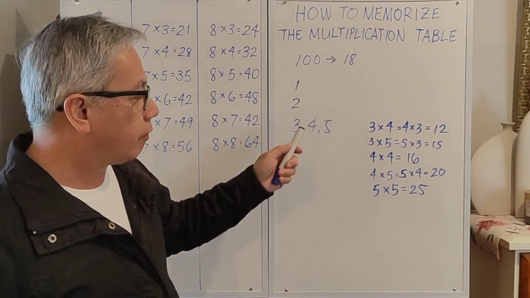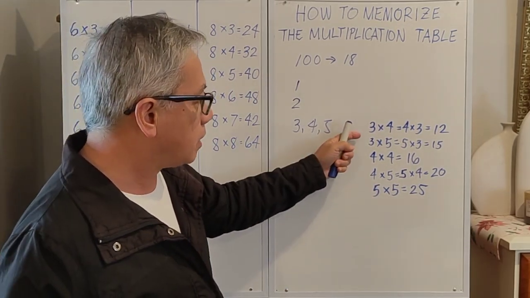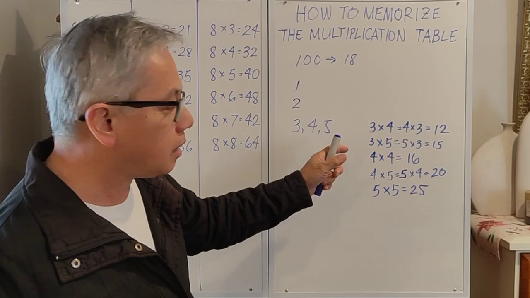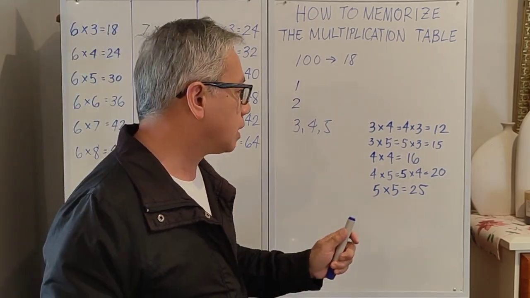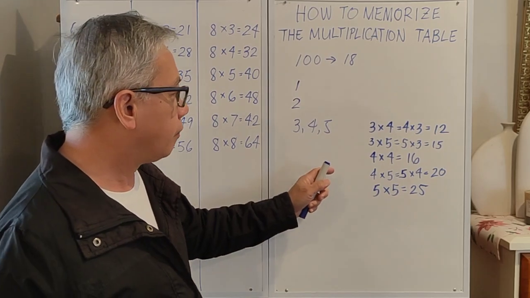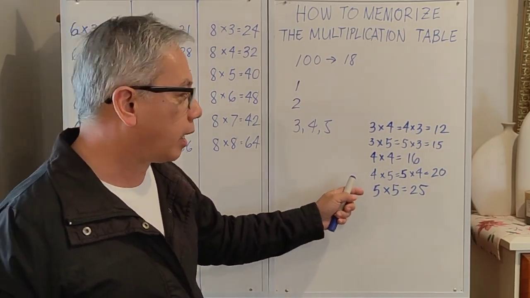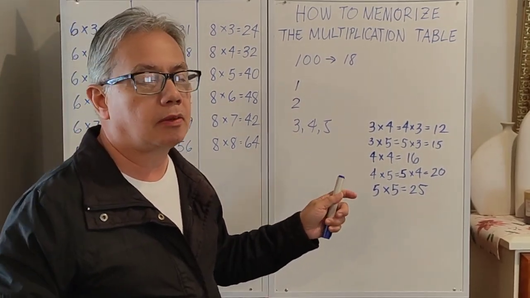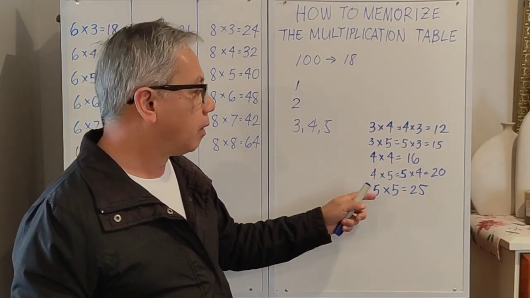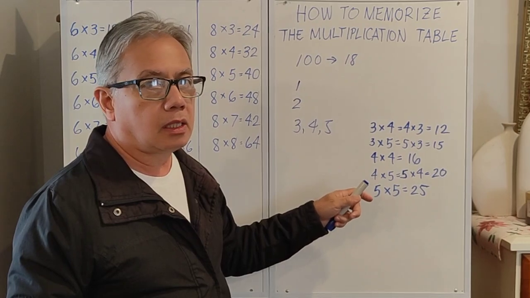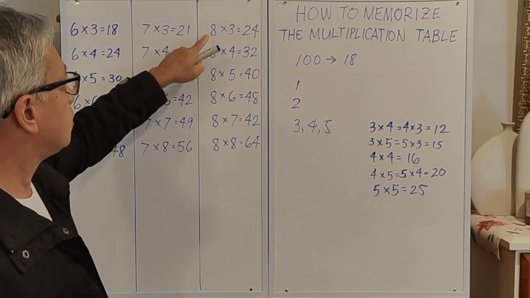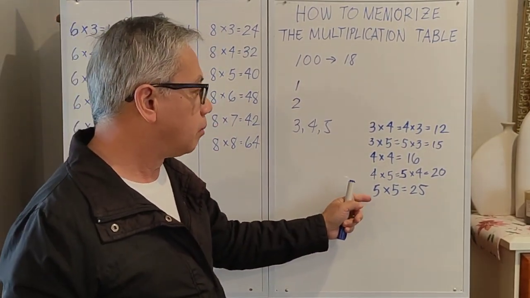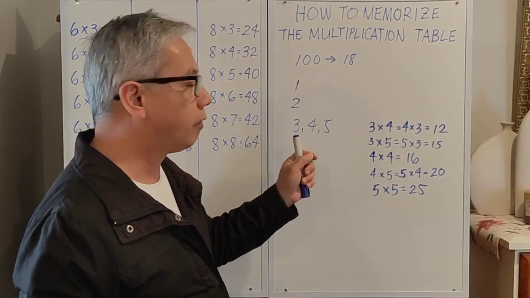For tables 3, 4, and 5, the answers are low, so they will be easy to remember and you don't need to memorize them. But for numbers higher than 5, like 3 times 8, because of the commutative property of multiplication, 3 times 8 is the same as 8 times 3 in the other table. So there's no need to memorize numbers that are higher than 5 for tables 3, 4, and 5.